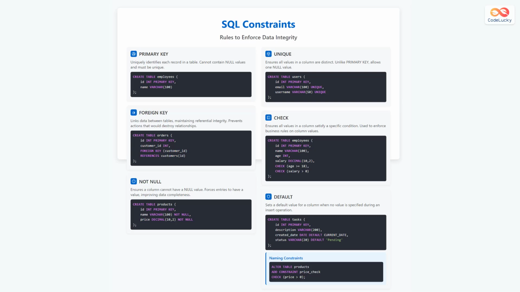Default constraint sets a default value for a column when no value is specified during an insert operation. You can also name constraints for easier management. This is done using the alter table statement, as shown in the example block.